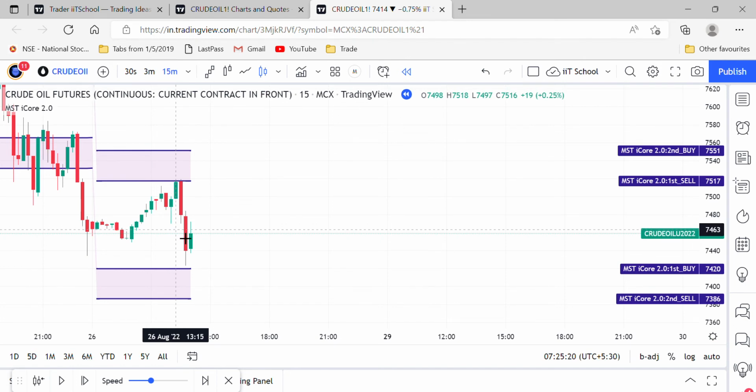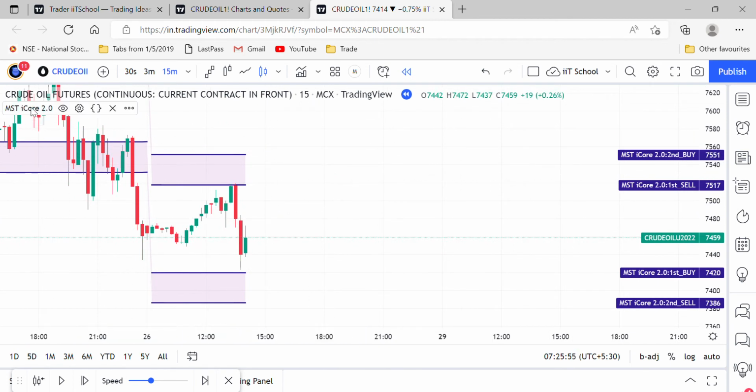At 115, the high made was 7518 and our sell entry was 7517. I repeat, the sell entry was at 7517, the high made was 7518. Exactly our sell entry got triggered. And in the next candle also, the high made was 7519 and our sell entry was 7517. So again, the second time also, sell got triggered. Now what do we have to do?